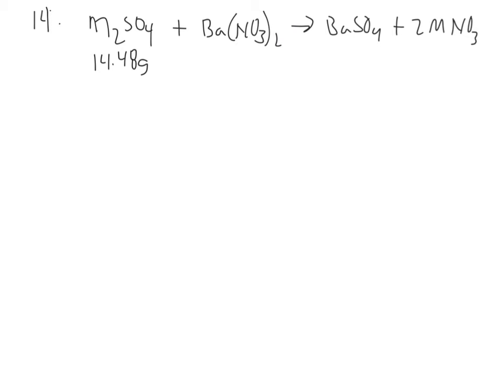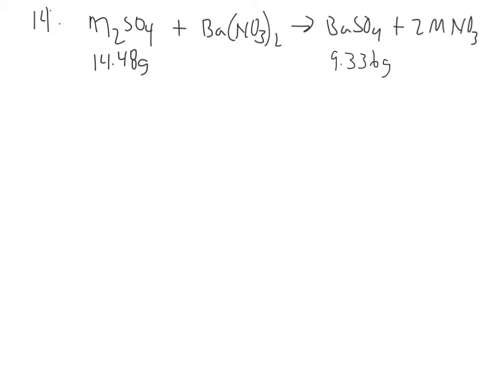Number 14 tells you you have a metal sulfate with the formula M2SO4. 14.48 grams is dissolved in water, and then it's added to excess barium nitrate, Ba(NO3)2, to precipitate all the sulfate ions in the form of barium sulfate. So 9.336 grams of barium sulfate are precipitated.